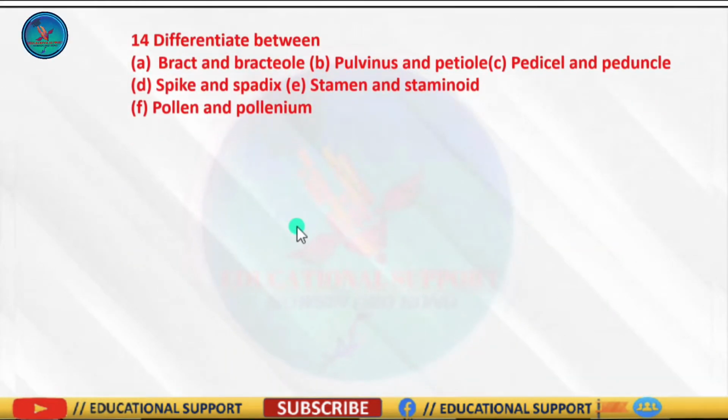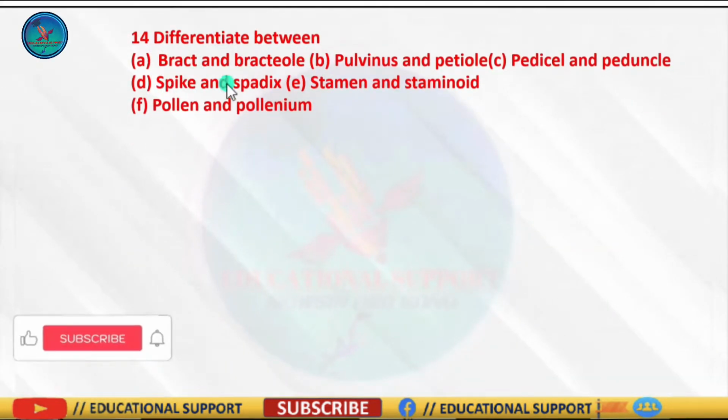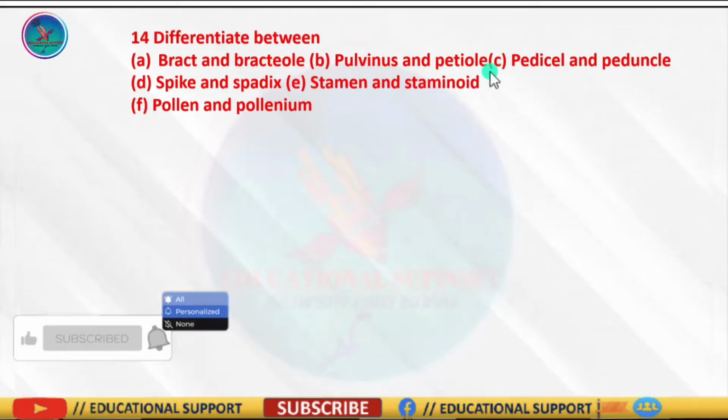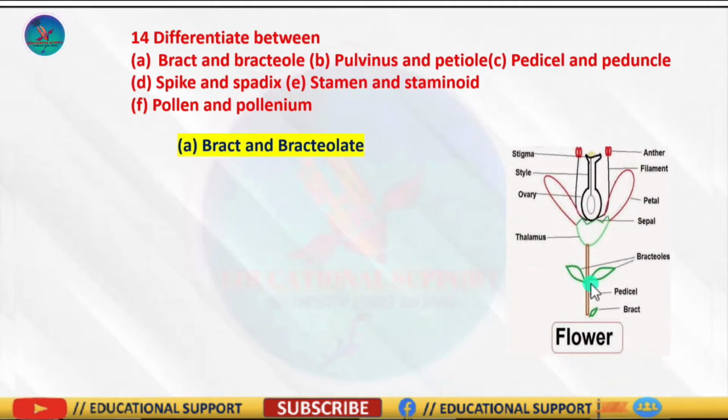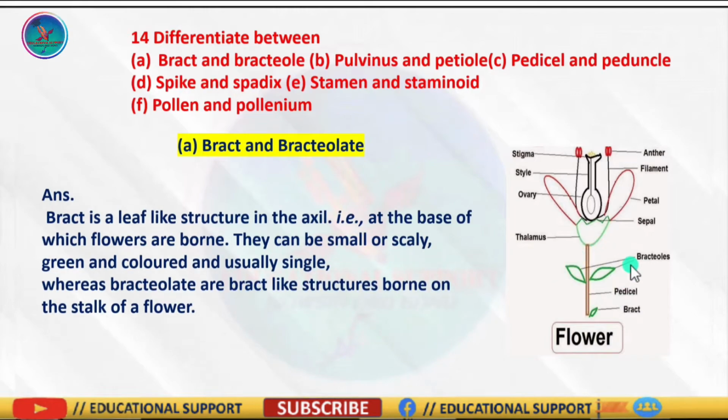Question number 14 is, differentiate between bract and bracteole, pulvinus and petiole, pedicel and peduncle, spike and spadix, stamen and staminode, pollen and pollination. First is bract and bracteole. A reduced leaf found at the base of the pedicel is called a bract, while a leaf-like structure present between the bract and flower is called the bracteole. You see the picture. This is the basic difference between bract and bracteole.